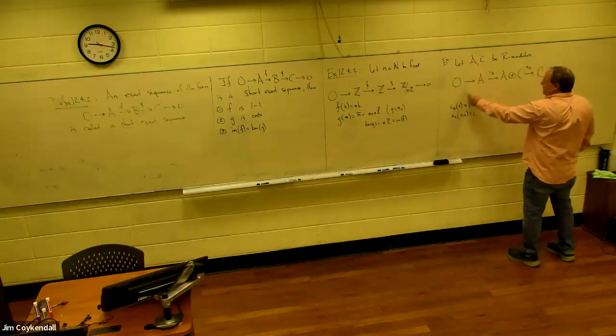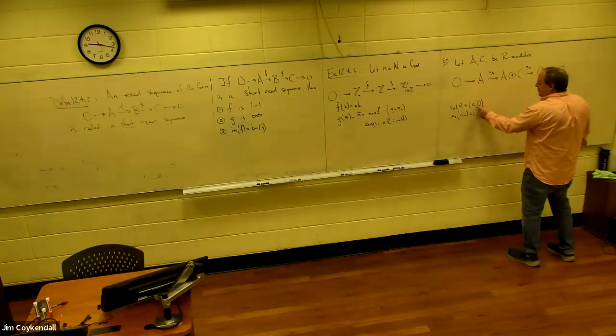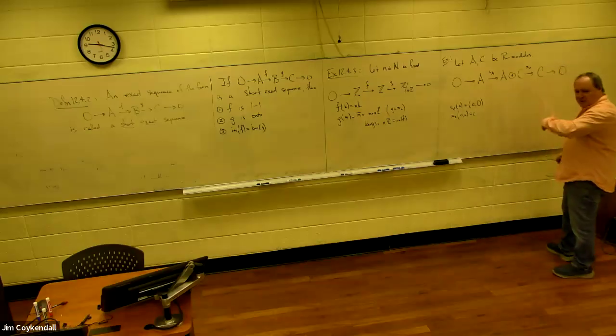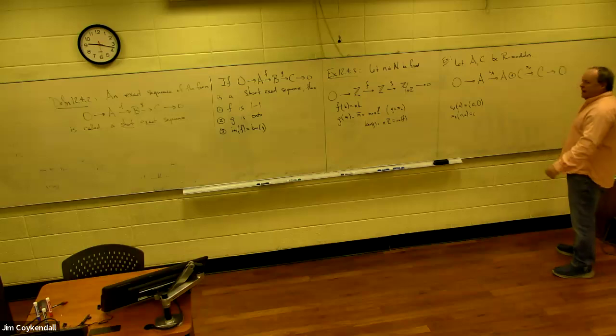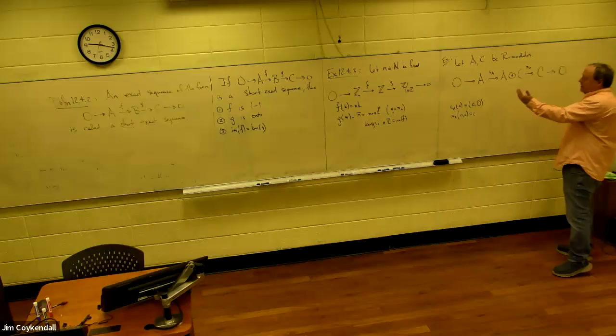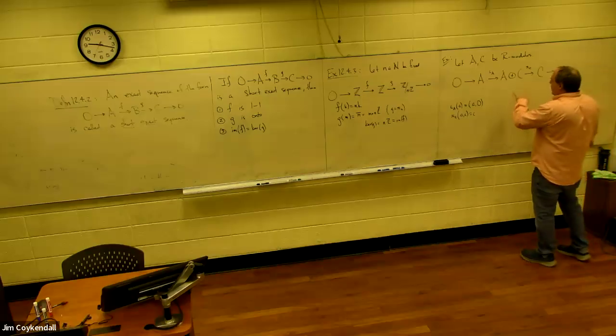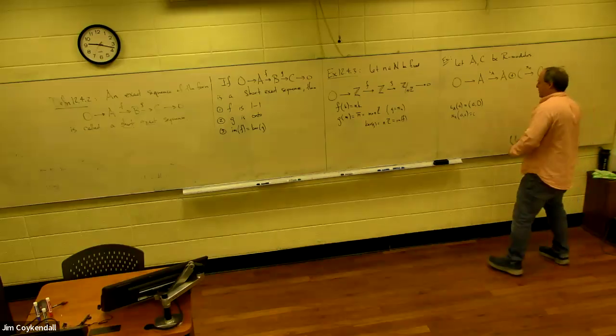Well, you start with A, you get (A, 0), and then you project that to 0. Okay, so if I compose two in a row, I get 0. What about the other containment? I need to show that everything in the kernel is in the image. So what does it mean?